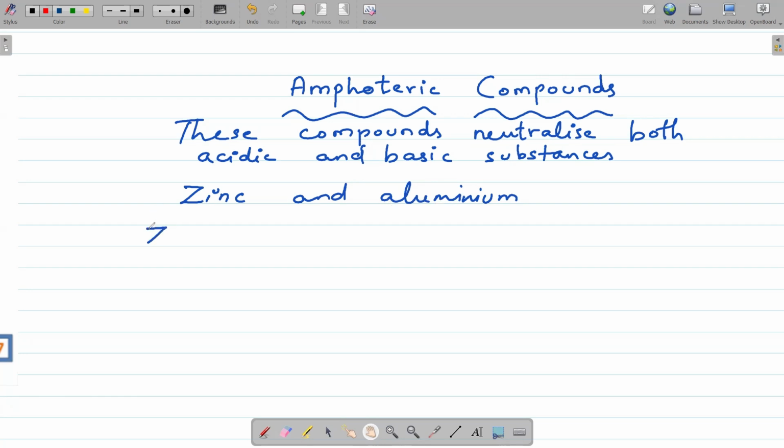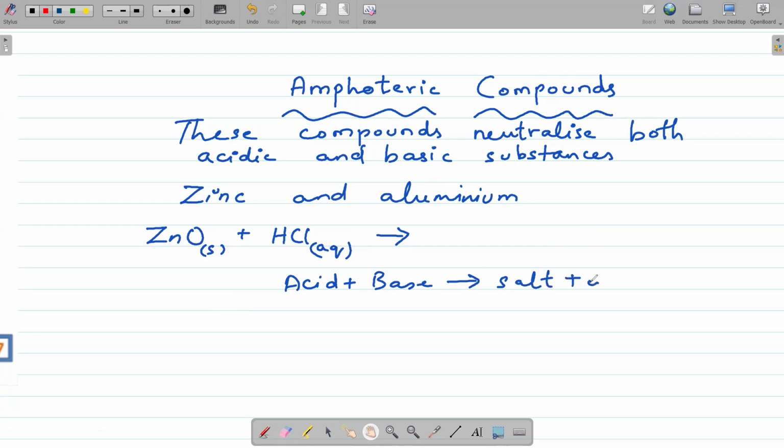For example, if you take zinc oxide, it's a solid. Remember to write the state symbol. When it reacts with an acid, take HCl, and remember acids have to be aqueous. Acids cannot be solid, they have to be in solution. So what does it give? Remember, they neutralize. When an acid and a base neutralize, what is the general equation? I think you know the general equation. When an acid reacts with a base, what does it give? It gives salt and water.